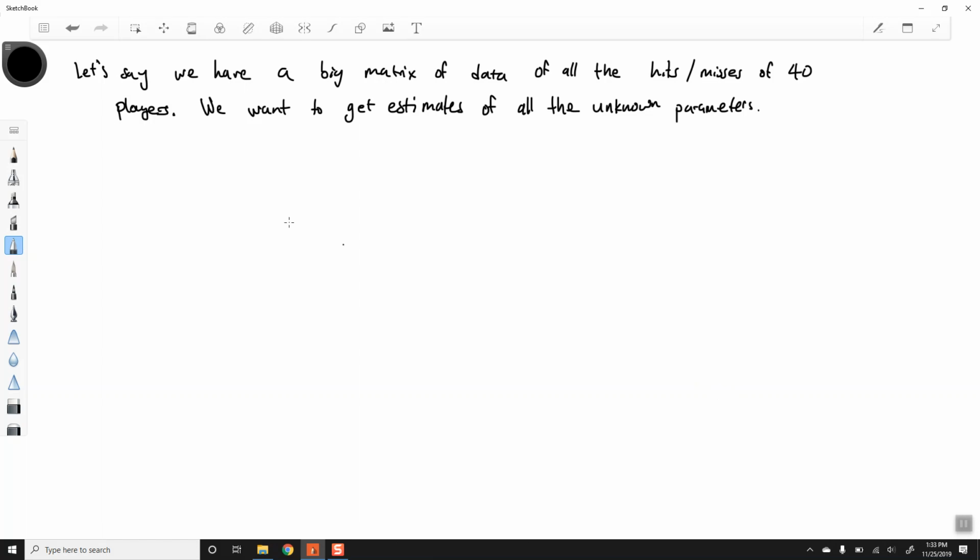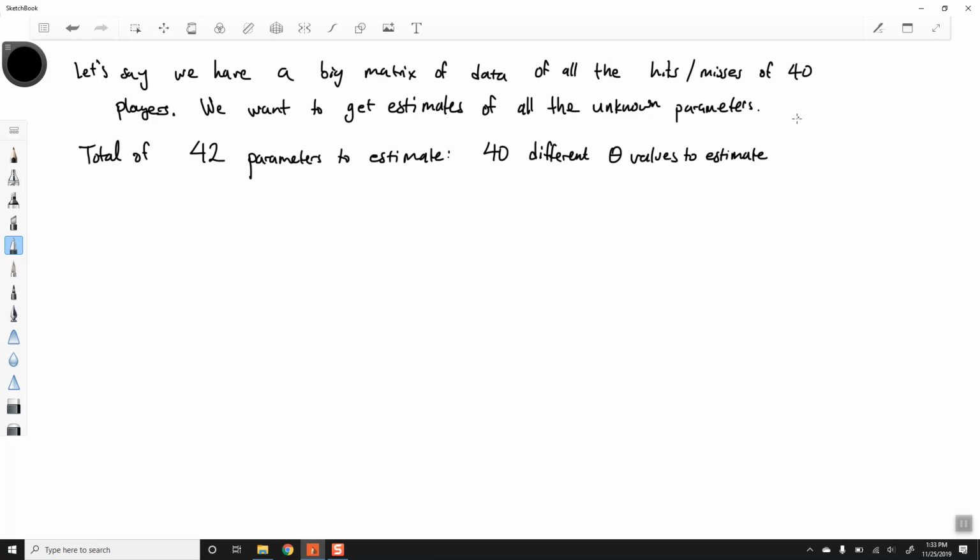Okay, so there's going to be a total of 42 parameters to estimate. That is, we have 40 different theta values to estimate, and we also have alpha and beta of the beta distribution.